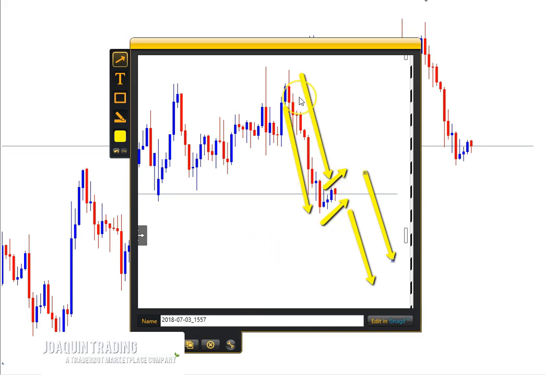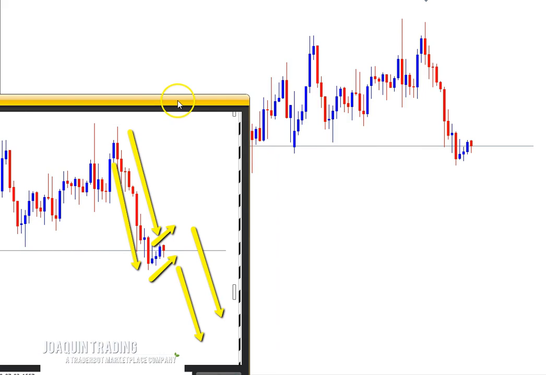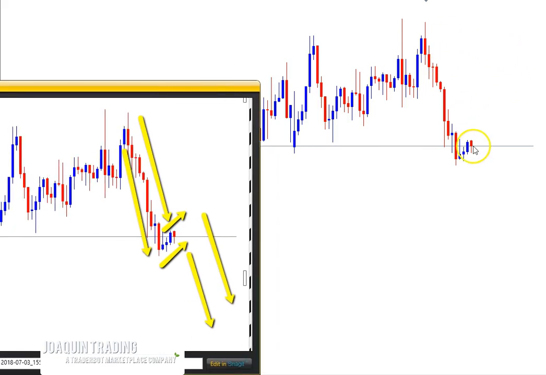So this is usually the way it happens. It's kind of like a lightning bolt, kind of like a flag, kind of like a pennant. Some people call them different things, but all they are is a move down, then a short-term move back up, and then a move down. If that happens, it's in a downtrend, for the short term.